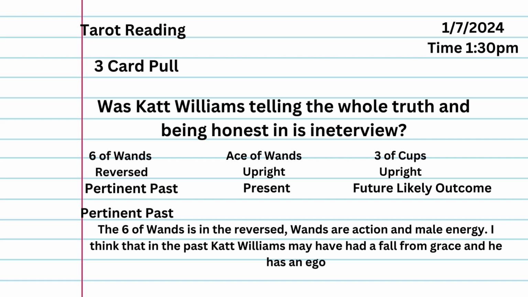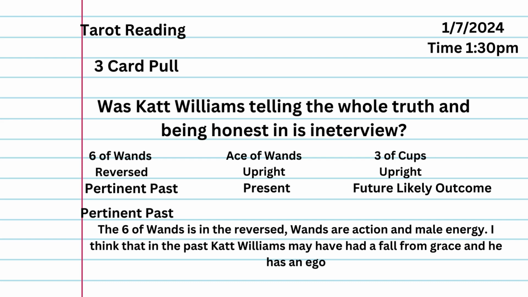So what I'm going to do is I'm going to write down all 3 cards, and I'm going to write down what position they were in. You have the 6 of Wands. It was in the reverse. It was in the pertinent past. You have the Ace of Wands upright. It was in the present. Then you have the 3 of Cups upright. It was the future likely outcome.